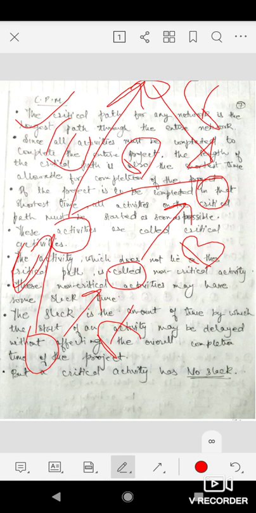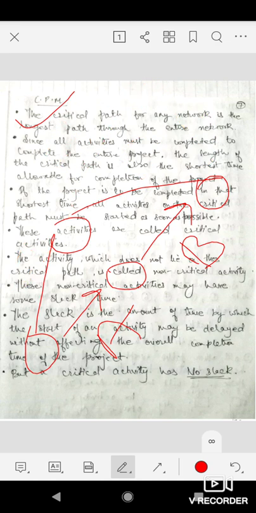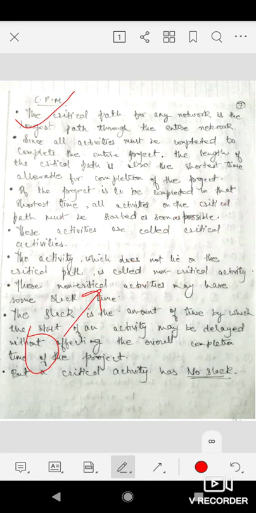So the activities which are lying on the critical path are also critical activities. We don't delay those activities on the critical path. We try to finish or complete them as soon as possible. The activities which are lying on the critical path are critical activities, and we do not delay them.